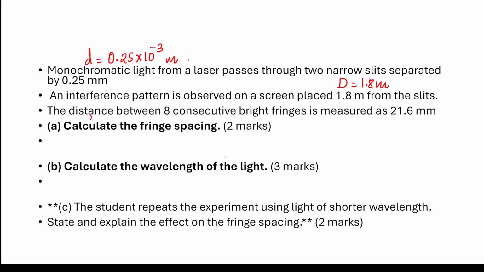The distance between 8 consecutive bright fringes is given. So they have given you the distance between 8 consecutive bright fringes. So what is the fringe width? Dividing 21.6 by 8 will give you the fringe spacing or the fringe width. So 21.6 mm divided by 8. Using my calculator, 2.7 mm.